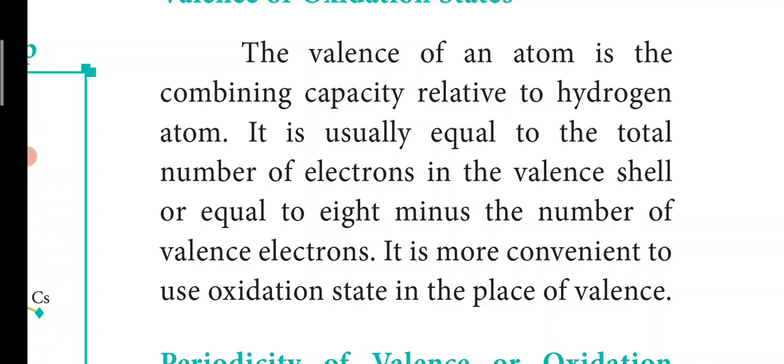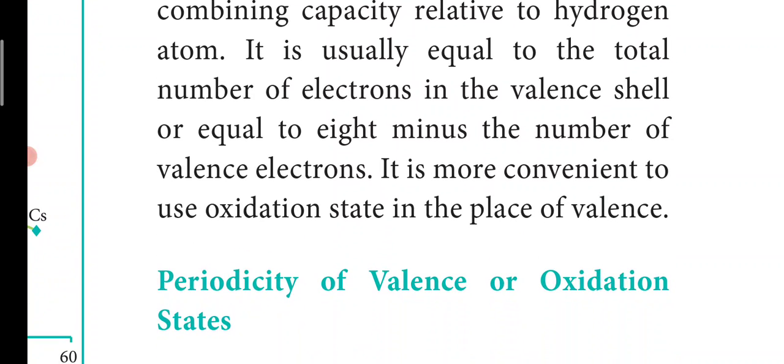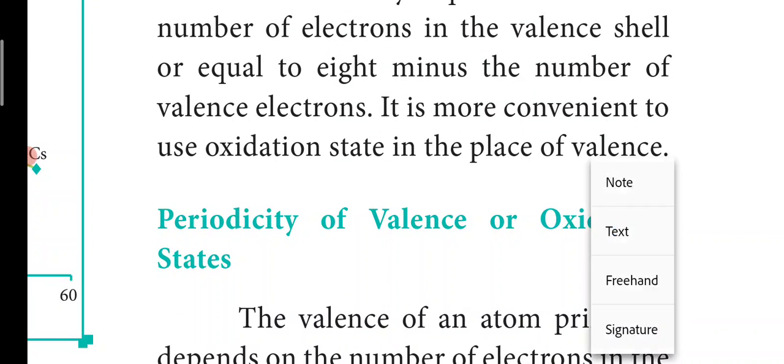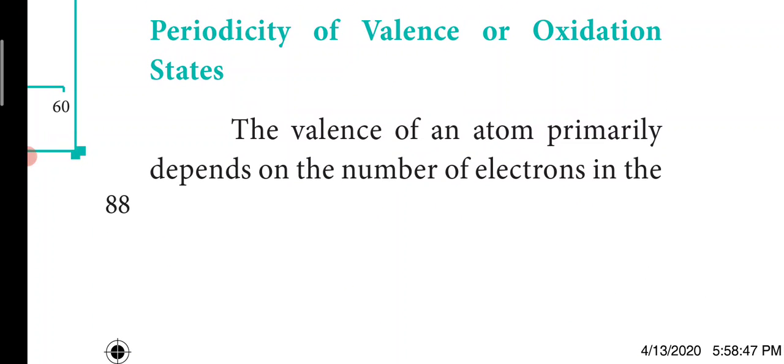Basically valency is just the combining capacity. If the outermost shell holds 2 electrons, it can bond with 2 other elements. That is one way of expressing valency. The other way is to subtract the number of electrons in the outermost shell from 8. For example, if 3 electrons are present in the outermost shell, 8 minus 3 will be 5. So the valency will be 5. Either way you can say it, and it is more convenient to use oxidation state in place of valence. So we are going to use the term oxidation state. We are not going to use valence.